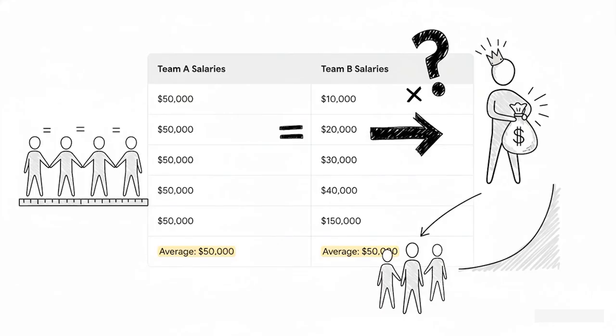Okay, so take a look at this. We've got two teams, Team A and Team B. Now, on paper, they look pretty similar. Both have the exact same average salary, $50,000. But would you say they're paid equally? I mean, look closer. On Team A, everybody makes the exact same amount. But on Team B, whoa, you've got one superstar raking it in, while everyone else is actually making less than that $50,000 average. It's the same average, but a totally different reality.